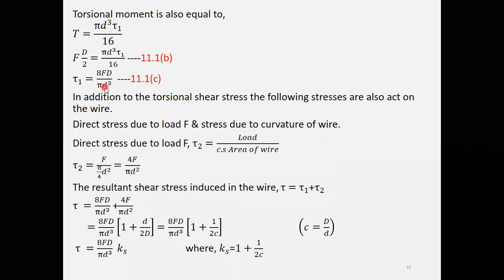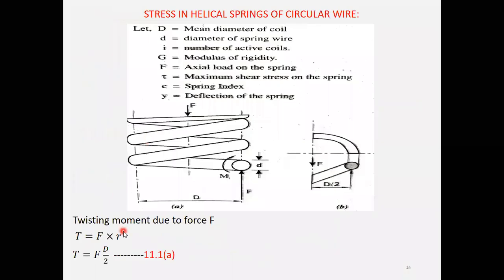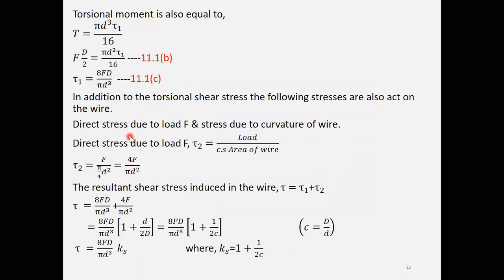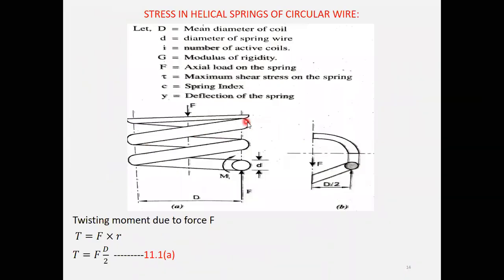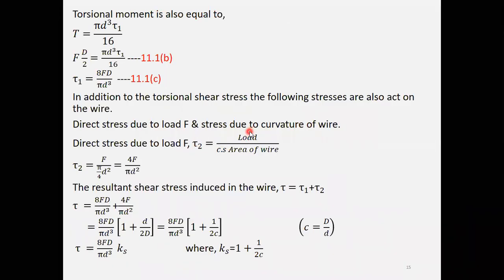Now, along with this torsional shear stress, two other stresses will be acting. One is direct stress due to the load. Whatever load is applied, because of that there will be a direct stress acting, along with the stress due to the curvature of the wire. Here you can see that the cross-sectional area is changing because of the curvature. The stress due to the curvature of the wire will also be acting.